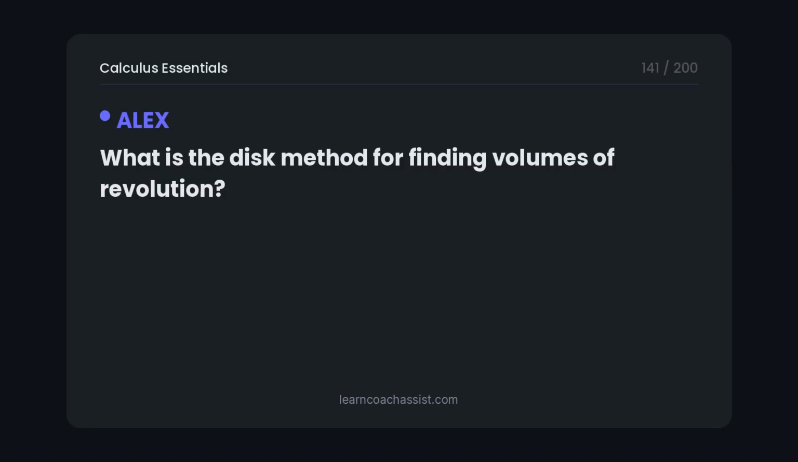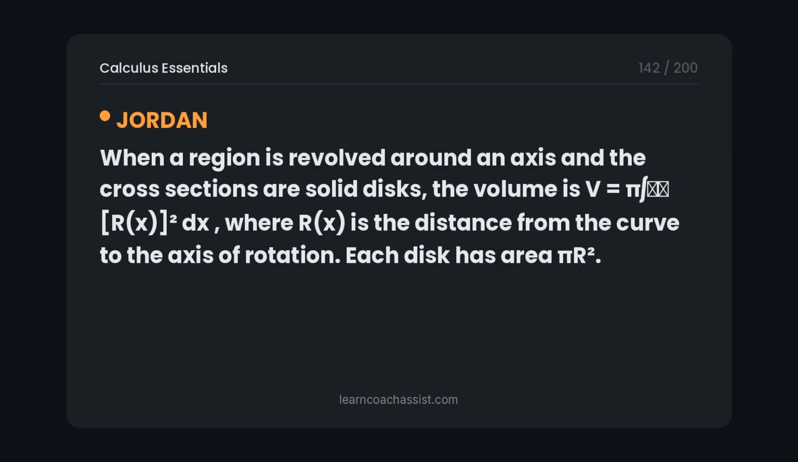What is the disk method for finding volumes of revolution? When a region is revolved around an axis and the cross-sections are solid disks, the volume is V = π∫[R(x)]² dx, where R(x) is the distance from the curve to the axis of rotation. Each disk has area πr².